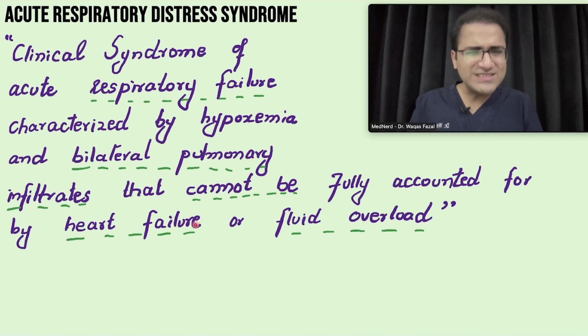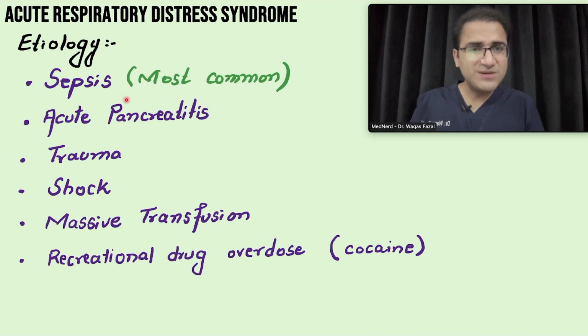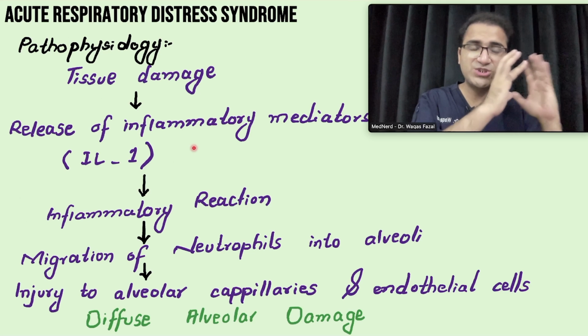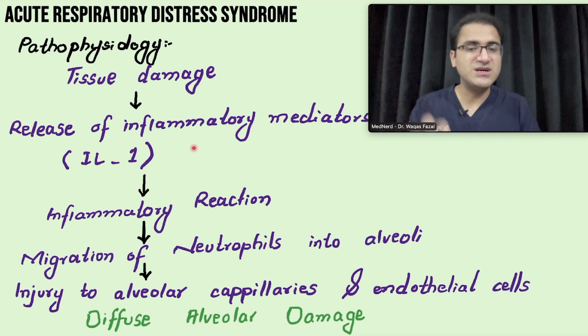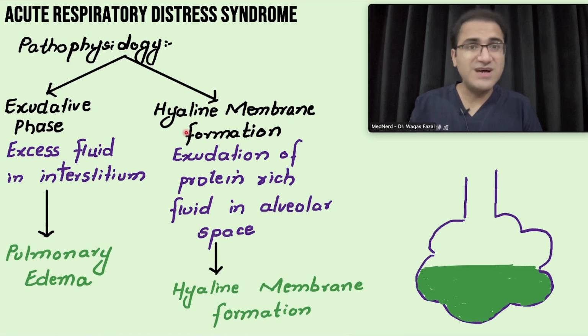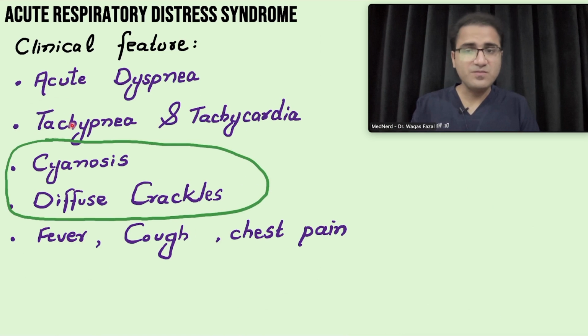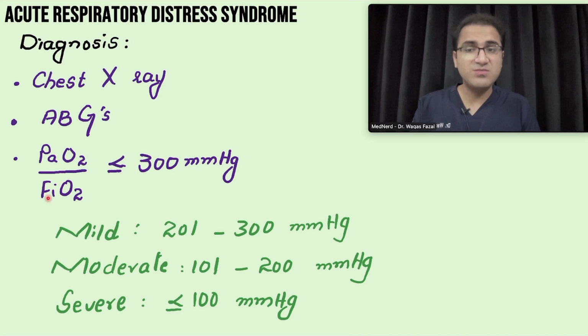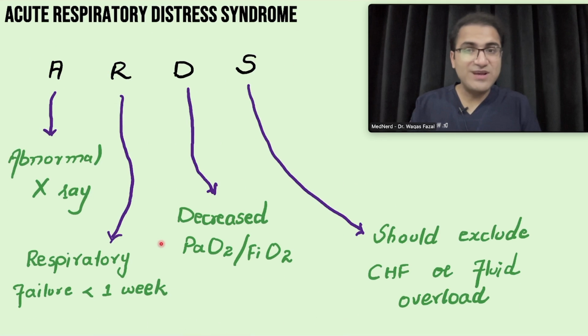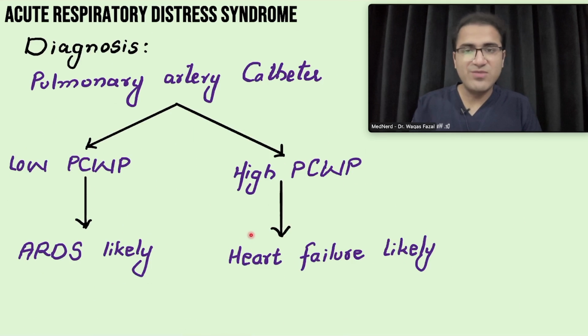We talked about what is ARDS. We talked about sepsis being the most common cause. How does immune response due to an infection or pancreatitis can damage the lungs? How it can cause exudation of fluid, exudative phase, hyaline membrane phase. Cyanosis, diffuse crackles and hypoxemia, classical hallmarks. Must do partial pressure of oxygen and FiO2 calculation ratio by ABGs. Berlin criteria for the diagnosis of ARDS must be fulfilled. A simple mnemonic to remember that.